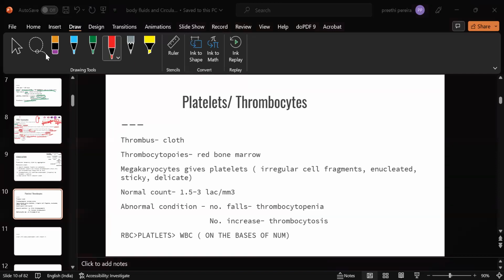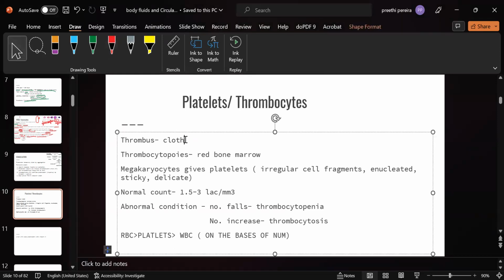So next we are going to study about platelets. So what is the other name of platelets? The other name of platelets is thrombocytes. Now, what does the word thrombus mean? Thrombus means clot. And platelets are involved in blood clotting. So whenever blood oozes out of our body, the first thing platelets do is stop the blockage of blood.